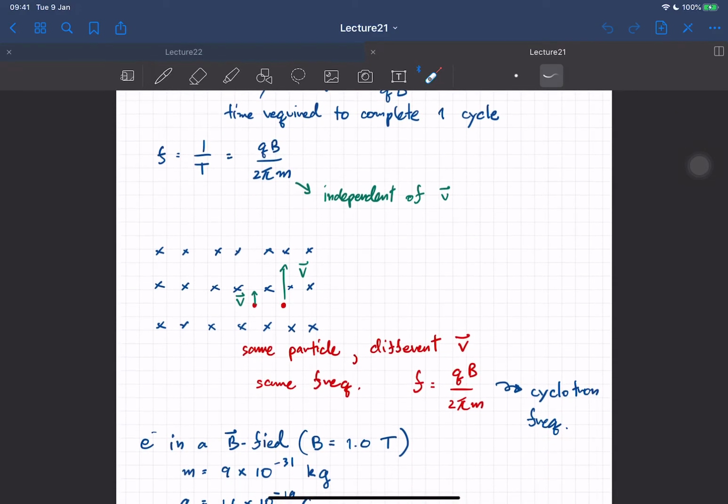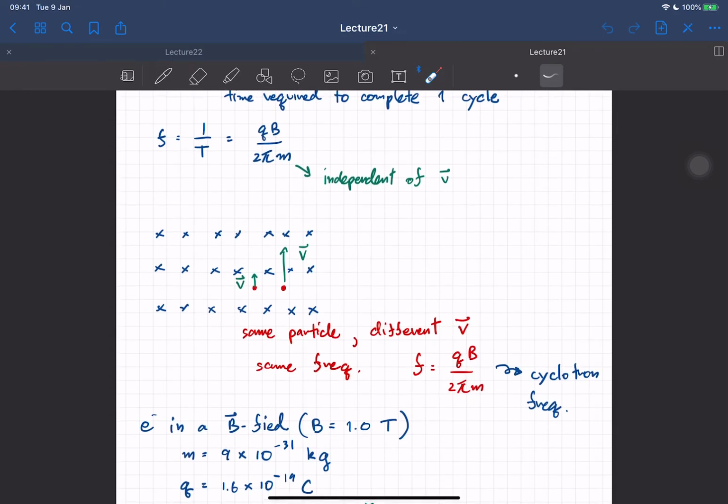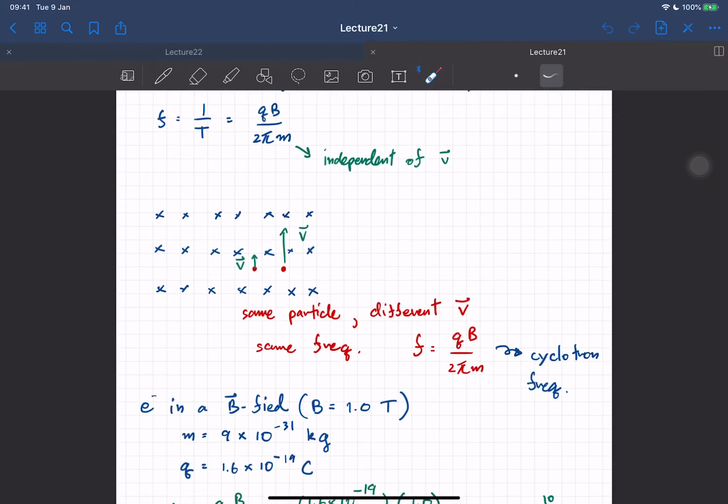This is called the cyclotron frequency. And the cool thing here is that it does not depend on how fast the particle is moving, right? So if you have the same particle, one moving slower than the other one, the only difference is the size of the circle, but how long it takes to complete the circle will be the same. So the rate at which this one goes around and this one goes around will be the same.